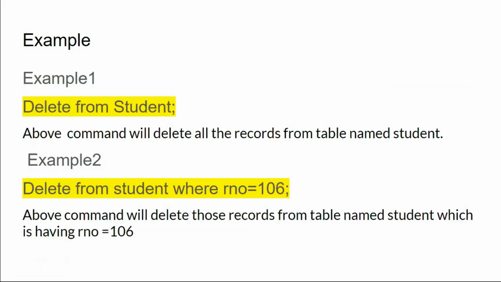I've given an example over here, delete from student. So if you have 1000 records in a table, all 1000 records will be deleted in one query. And here, delete from student where roll number is equal to 106. The student bearing roll number 106 alone will be removed from the table. The remaining persons will stay in the table.